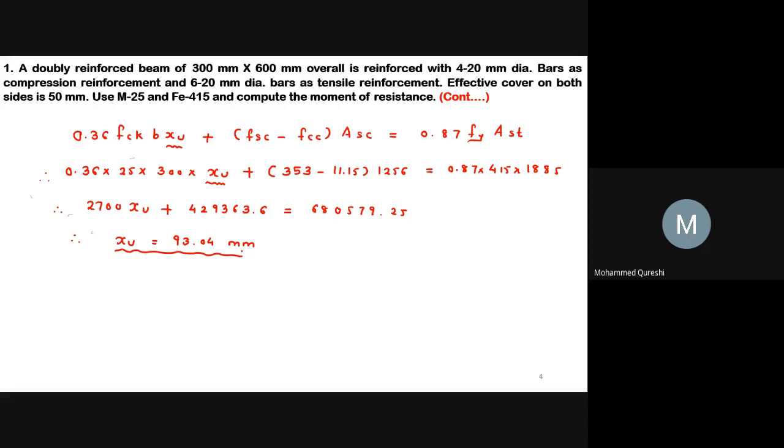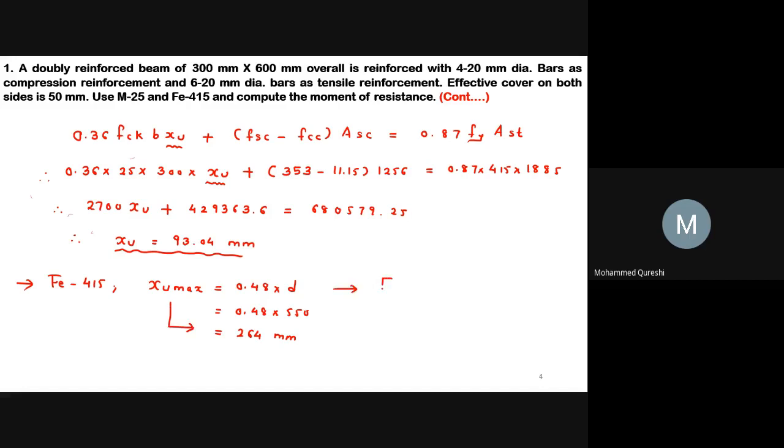And we have to check whether the section is over reinforced, under reinforced, or balanced section. Hence, in the given data, it is given that Fe 415 grade, and for Fe 415 grade we know the equation for XU max equals 0.48 into d. So putting the value of d as 550, we will get the value of XU max as 264 mm.